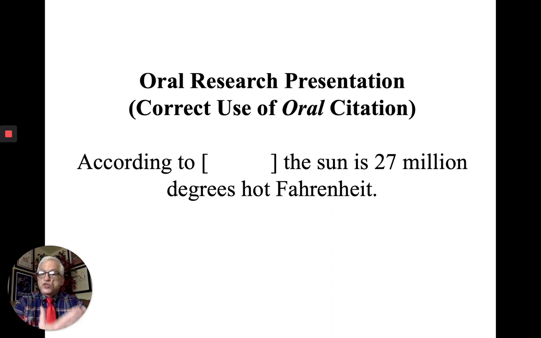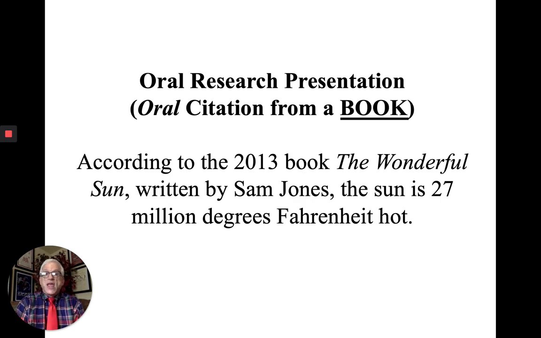Now, this will change depending on the source type that you're using. For example, let's say that information came from a book. Then in my oral citation, I would say, according to the 2013 book, The Wonderful Sun, written by Sam Jones, the sun is 27 million degrees Fahrenheit hot. Notice I didn't put Jones 24, I put the title of the book, the date, and the author.